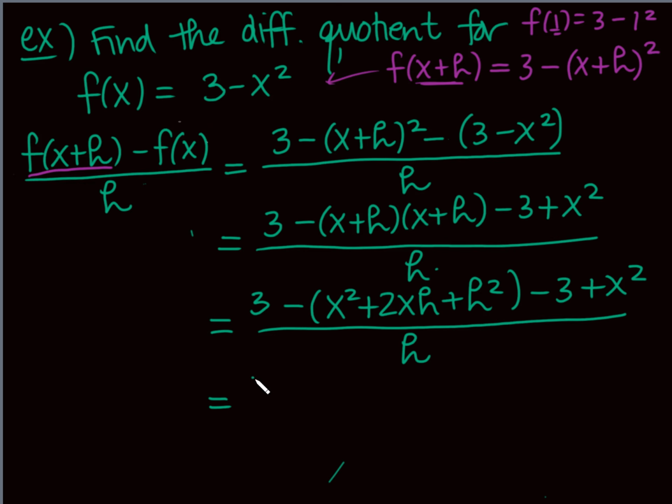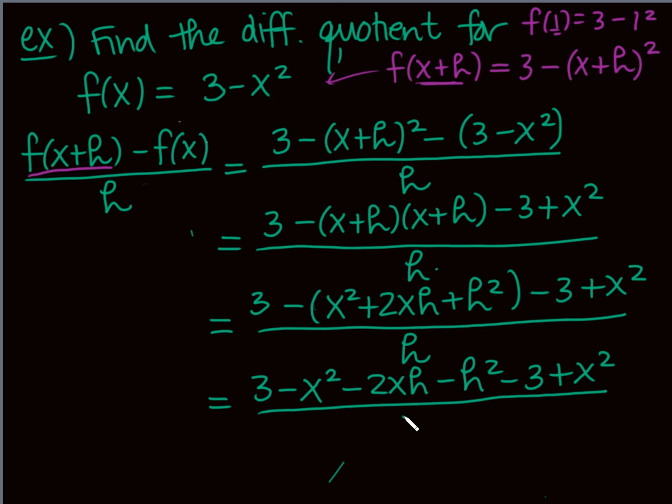All right, I'm showing every single step. Take the negative through. Notice how I put this all in parentheses because I'm subtracting the whole thing. So I'm going to take that negative through. All right, so here's the fun part. So you do all of that. And now notice I have a lot of things that are going to cancel. My 3's are gone and my x squareds are gone.